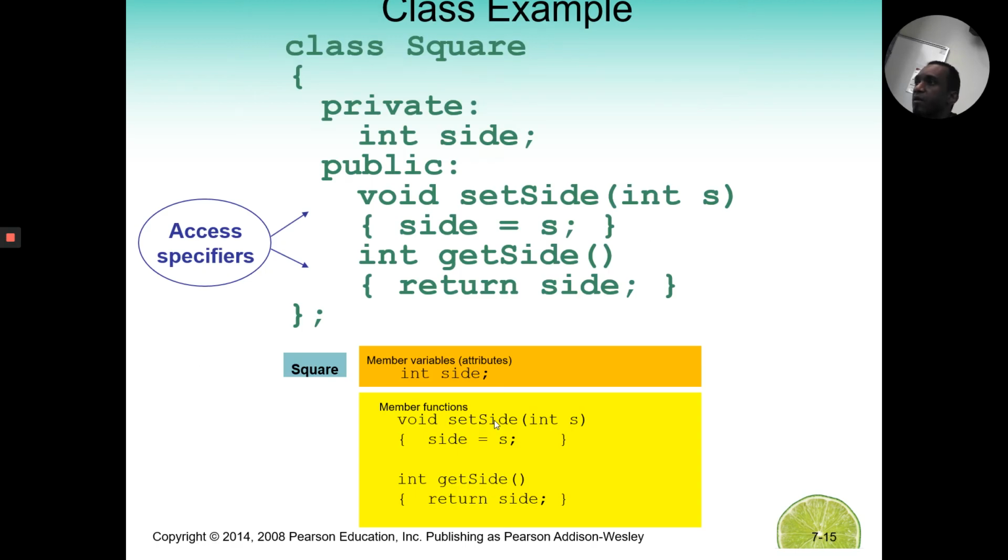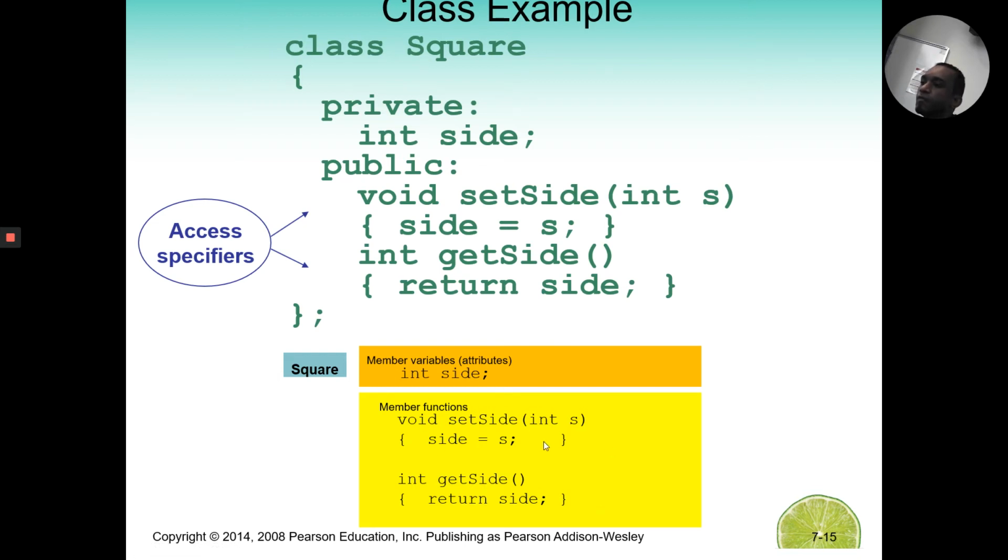So here you have a class example. You have class square, then you have private, and then the variables that you want to be private, and then the members you want to be public. So void set side, integer s, and then side equals s, and then integer get side. You're calling a function, and then you're returning the side. So this would be the member function, okay?